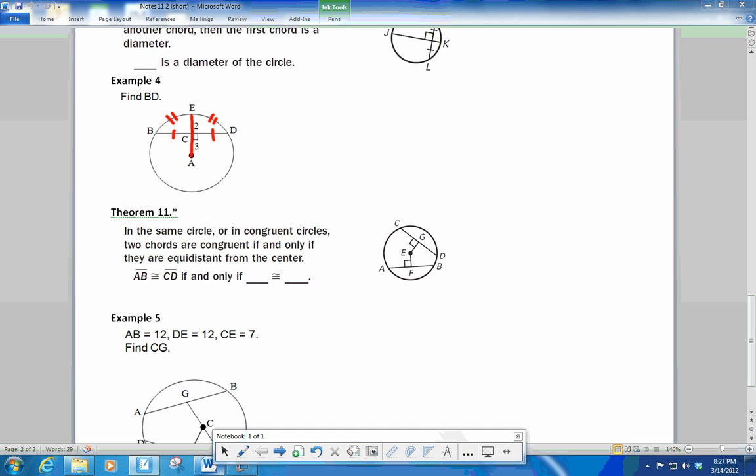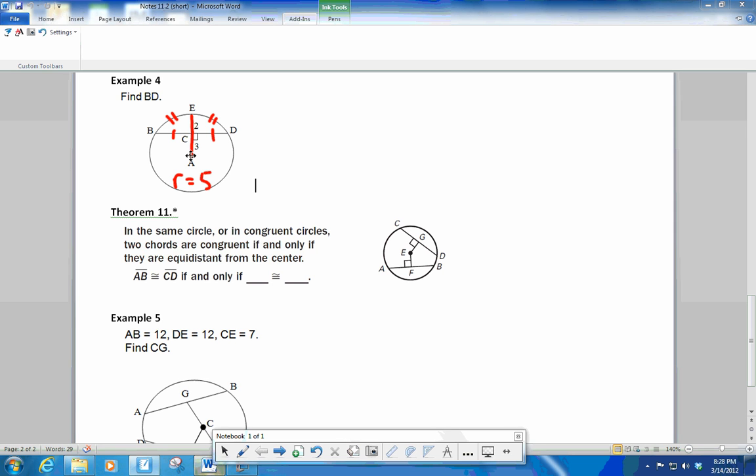So if it bisects the chord, how's that going to help me? I know this CD is congruent to CB. I also know the radius of this circle, don't I? What's the radius of this circle from A to E? It's 3 plus 2, so that's 5. Anywhere I draw the radius, it should be 5, right? So maybe I should draw a radius to D, and I know that that is 5 because all the radii are 5.